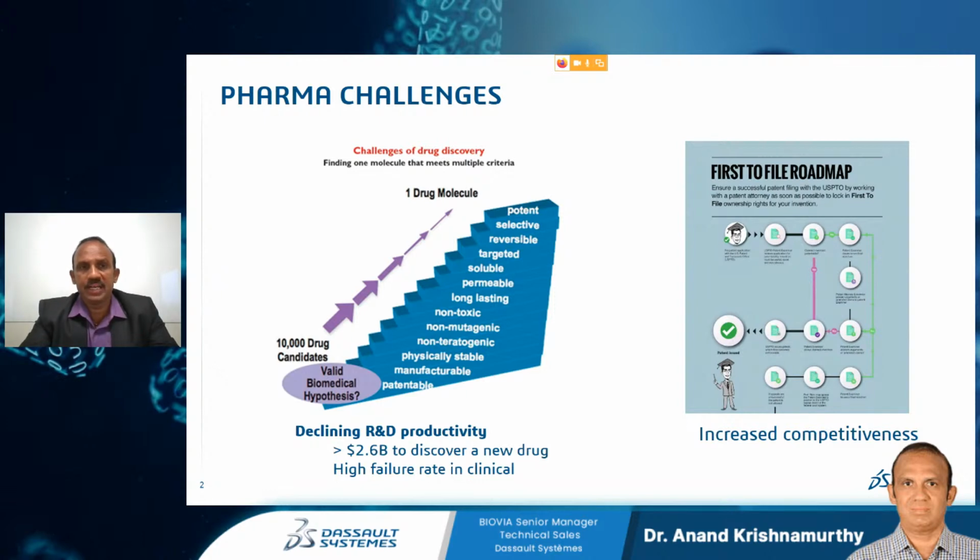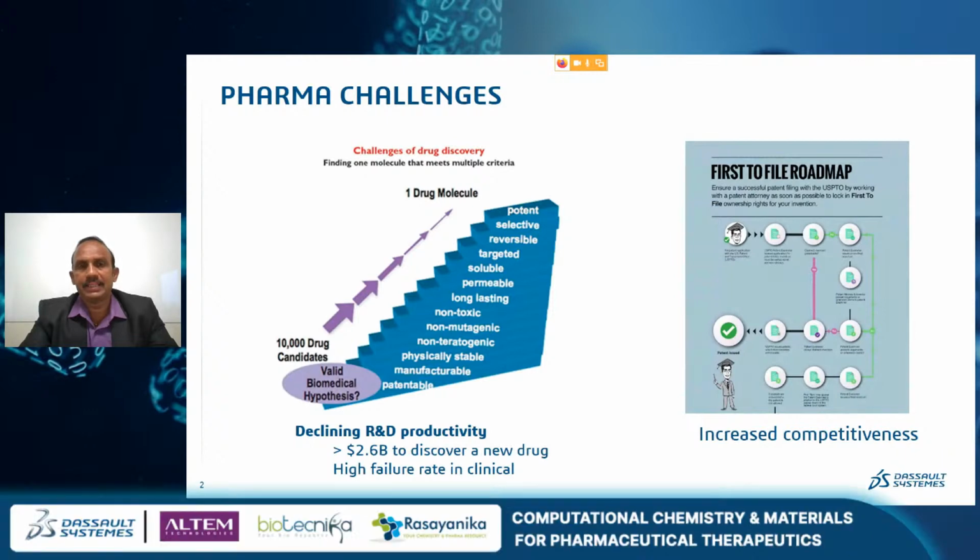So what is the challenge here? We have millions of molecules available virtually in the databases. How do we come out with one specific drug molecule, or let us say a few specific drug molecules, that take care of different properties: totally patentable, manufacturable, stable, potent, with the desired properties corresponding to the particular disease condition we are working on? That's the most difficult task.